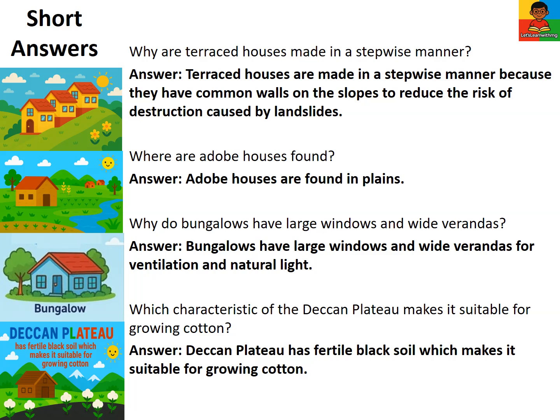More short answers. Why are terraced houses made in a stepwise manner? Terraced houses are built in steps with common walls on slopes to reduce the risk of destruction caused by landslides. Where are adobe houses found? Adobe houses are found in plains. Why do bungalows have large windows and wide verandas? For ventilation and natural light. Which characteristic of the Deccan Plateau makes it suitable for growing cotton? The Deccan Plateau has fertile black soil.